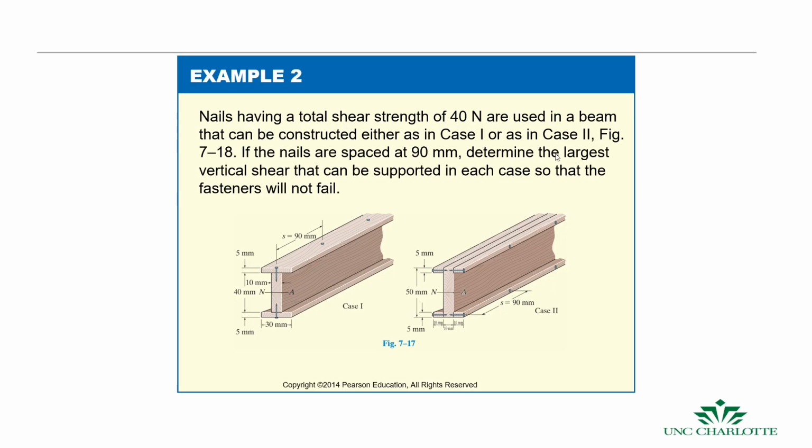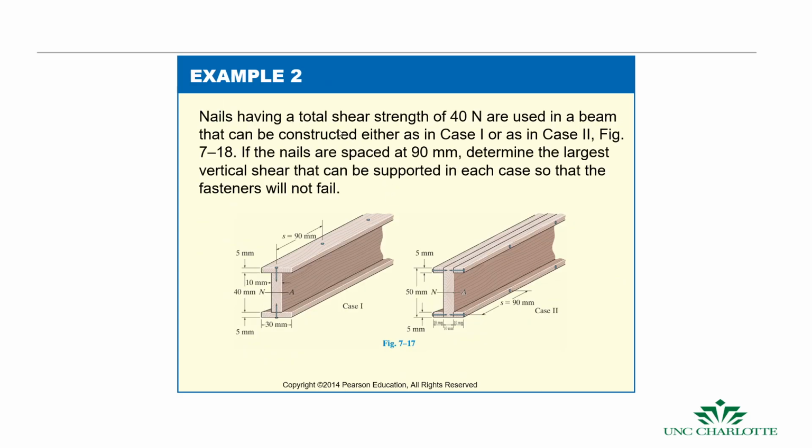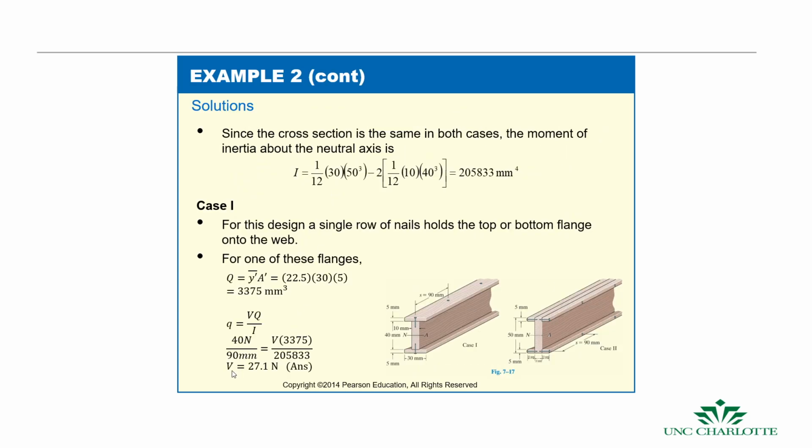So then determine the largest vertical shear that can be supported in each case. Okay, so the first case, I is the same for both cases. For the first case, we can use our shear flow, which is 40 over 90, to calculate the shear that we can hold with those loads. So the largest vertical shear that we can hold is 27 newtons in this case.